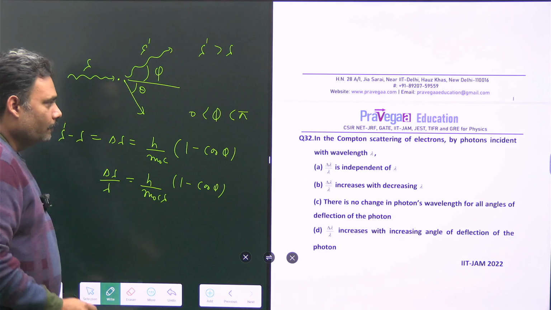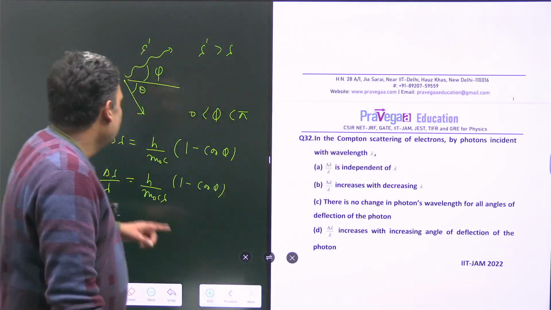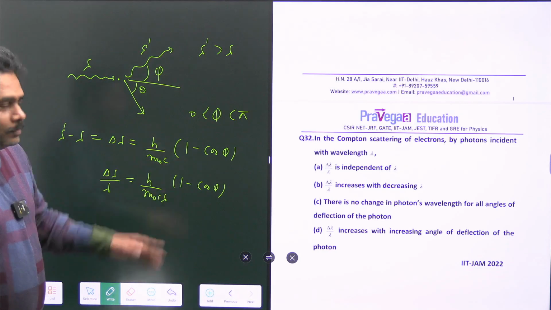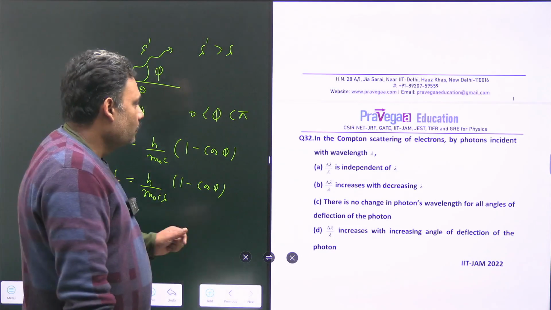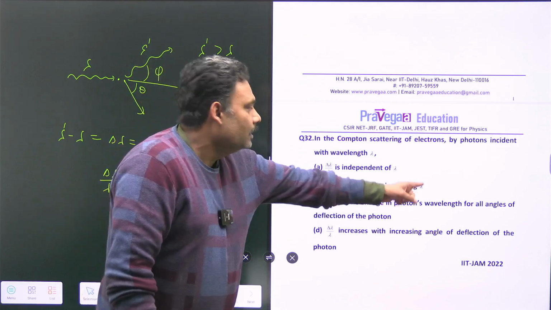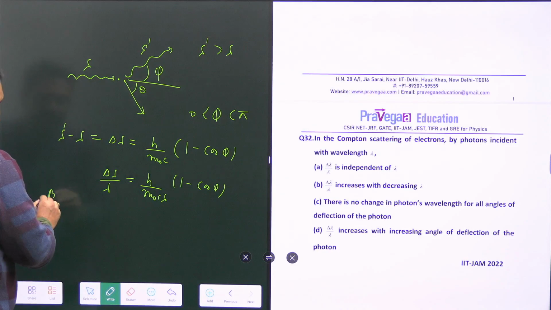Now let us check. The first option, delta lambda upon lambda is independent of lambda, is false. Delta lambda is independent of lambda, so delta lambda upon lambda is inversely proportional to lambda. That means delta lambda upon lambda increases with decreasing value of lambda. So option B is correct.